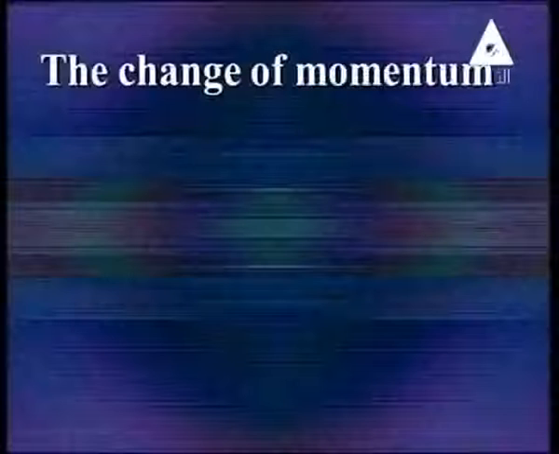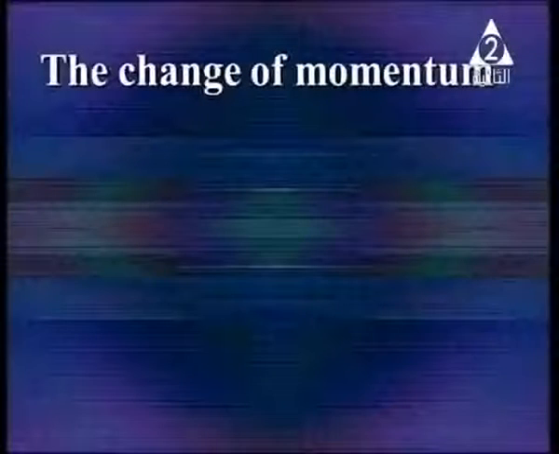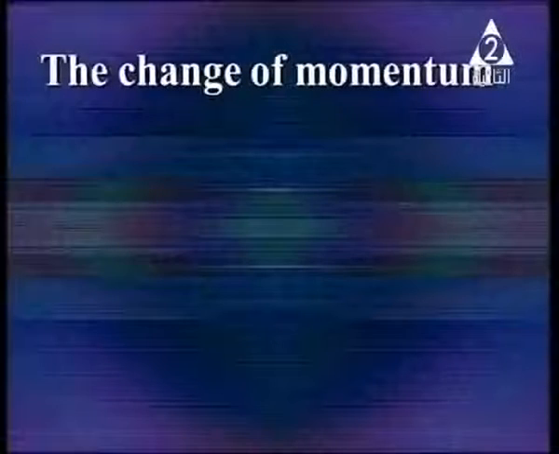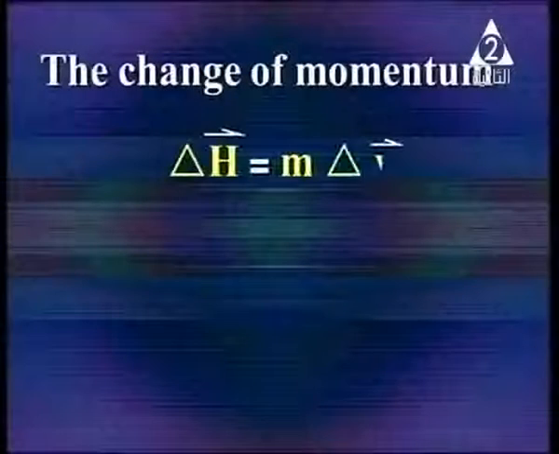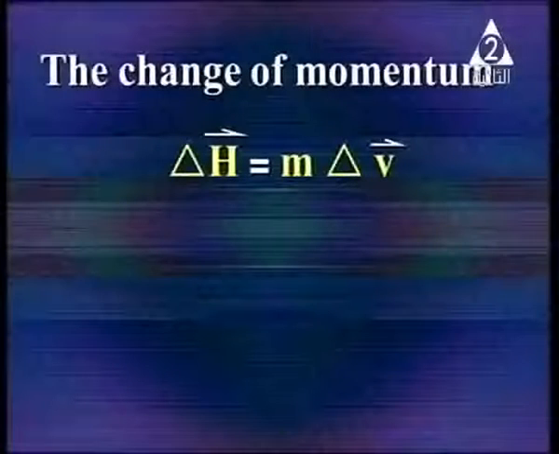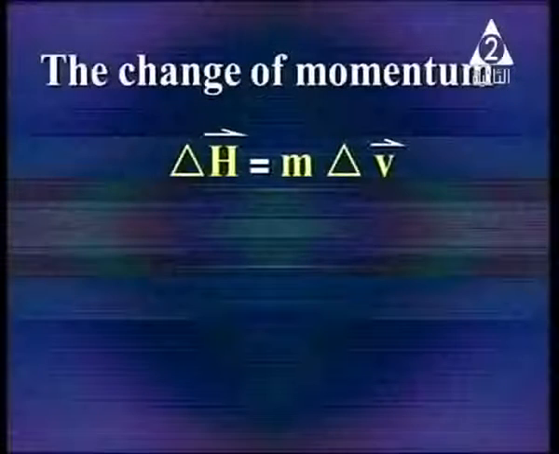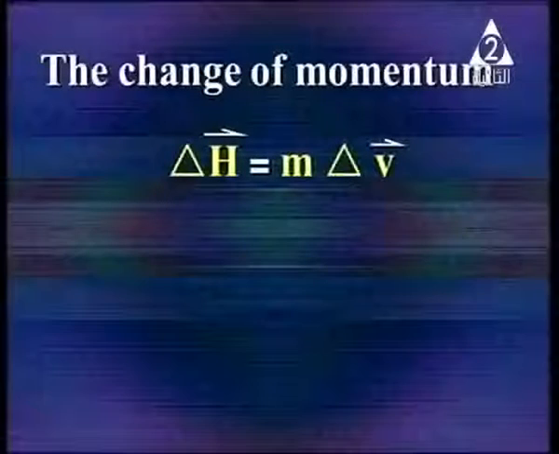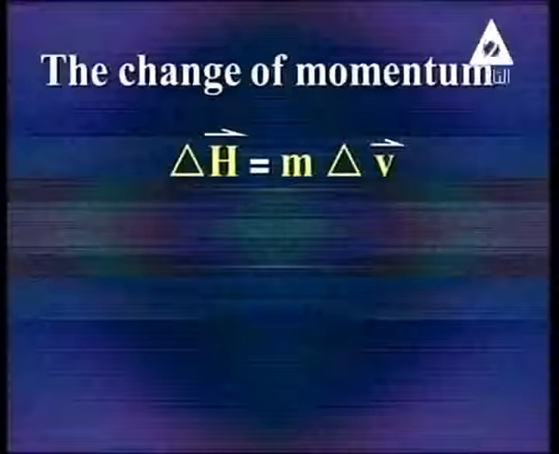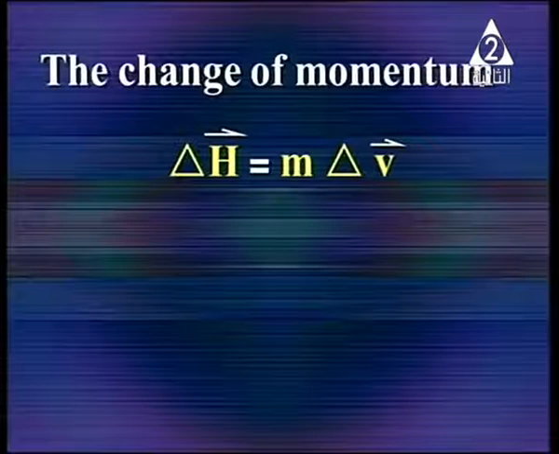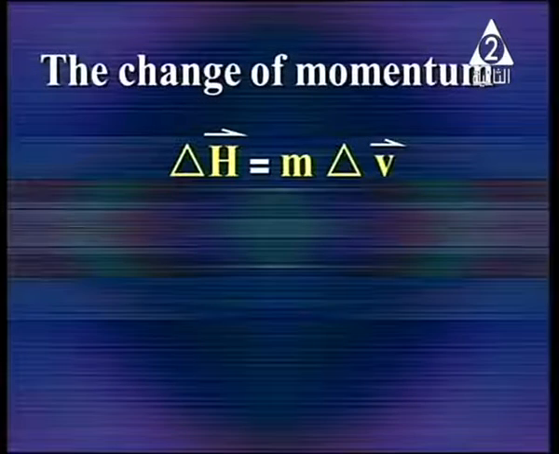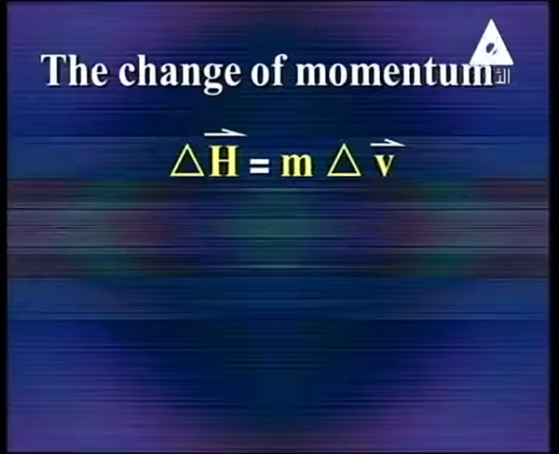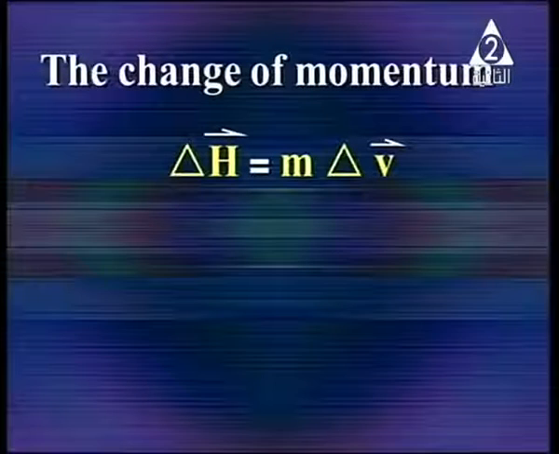Now, dear student, we move to another title of momentum. What is the other title? Change of momentum. What is the meaning of change of momentum? Change of momentum equals change of velocity times m. Why? Because m is not a vector, but velocity is a vector. We have a change of velocity. Change of momentum depends on change of the velocity.